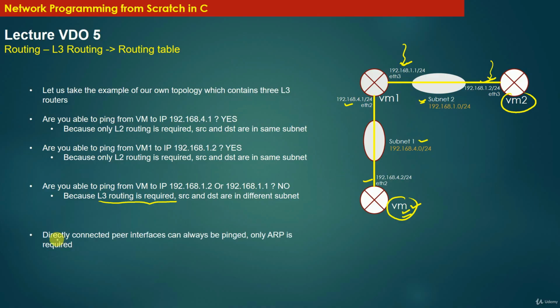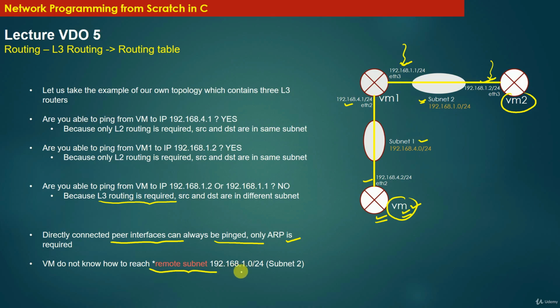So going forward, directly connected peer interfaces can always be pinged, and to do so only the ARP protocol is required, right? The virtual machine VM, that is this virtual machine, does not know how to reach the remote subnet 192.168.1.0/24, which is subnet 2, right? And the same applies for VM2 also. VM2 doesn't know how to reach subnet 1, right? So VM2 does not know how to reach subnet 1.